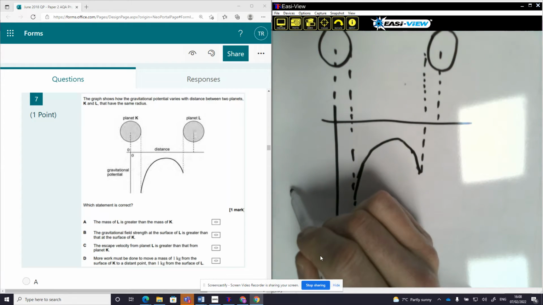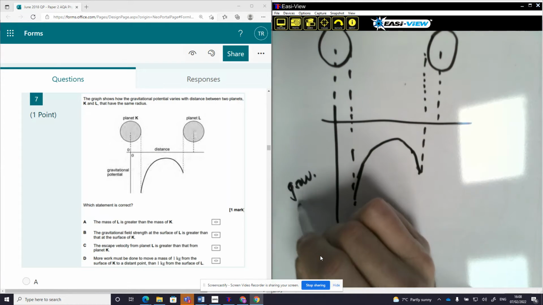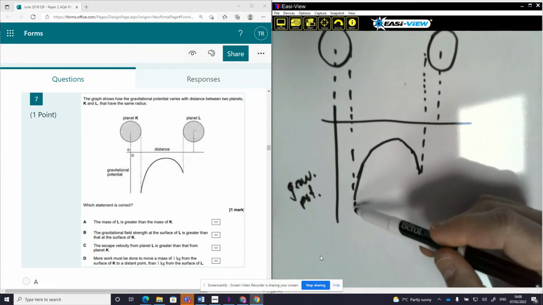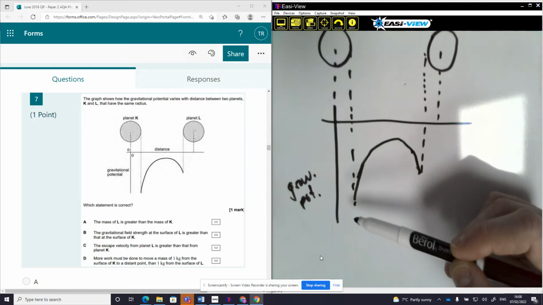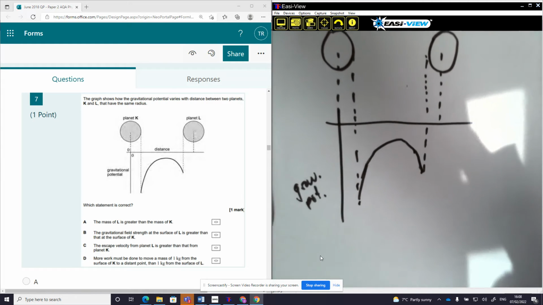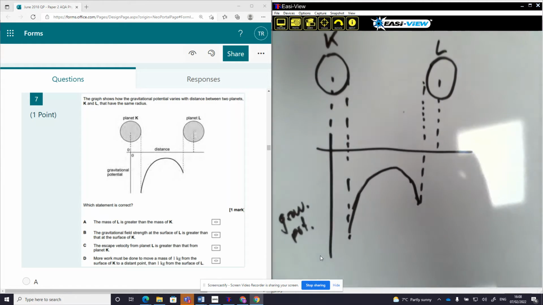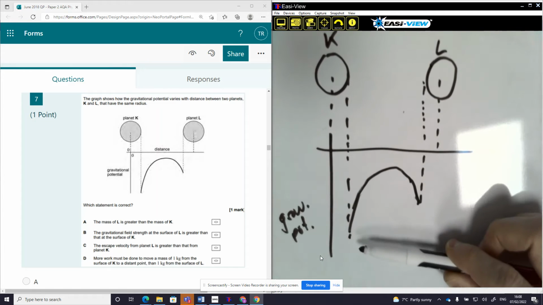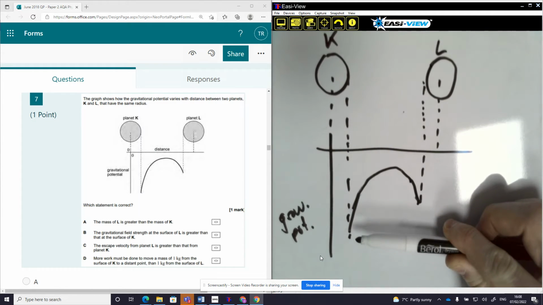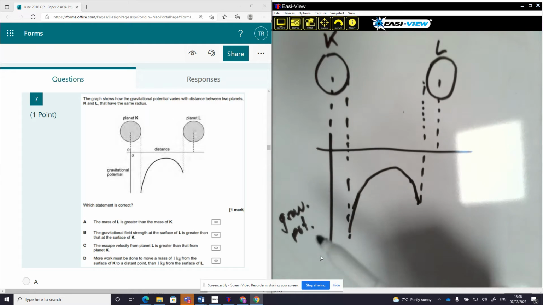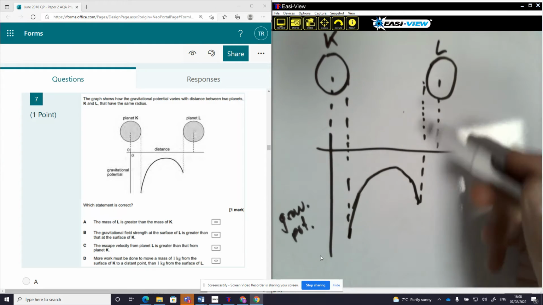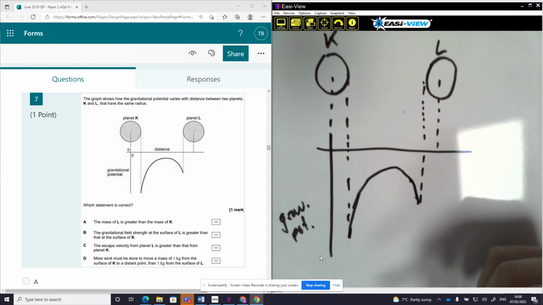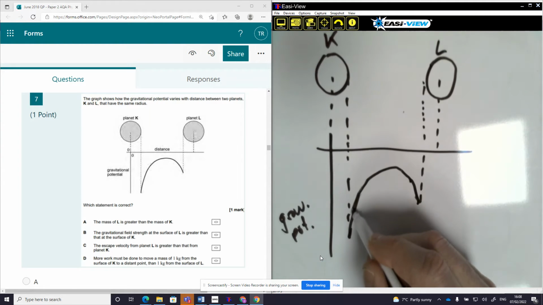Well, this is the gravitational potential. So the lower you are down here, the more energy per unit mass is required to escape. So what you've got is a potential well, and this is basically being in energy debt or energy deficit. Down here on the surface of K, you've got to pay back more energy to escape than you have on L. That tells me that the gradient of this line tells me the gravitational field strength.